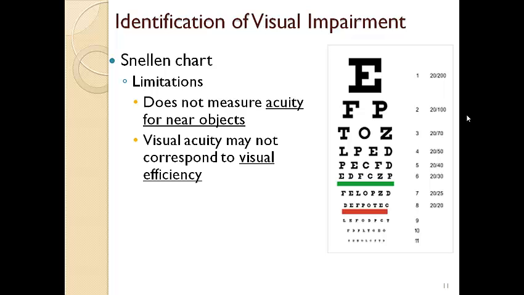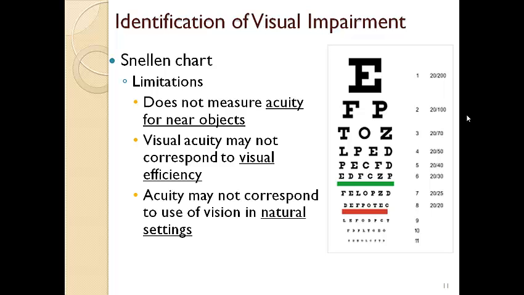The other limitation is that visual acuity may not correspond to visual efficiency. So what do we mean by visual efficiency? It means the ability to control eye movement. And we are going to talk about certain disorders which limit eye movements.